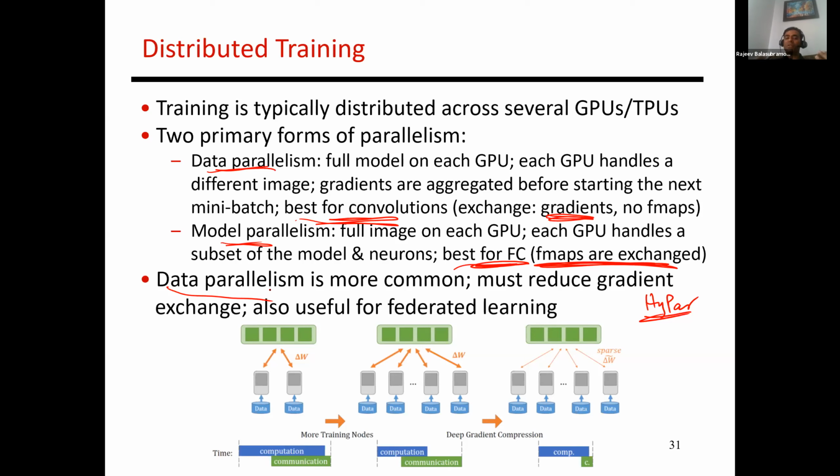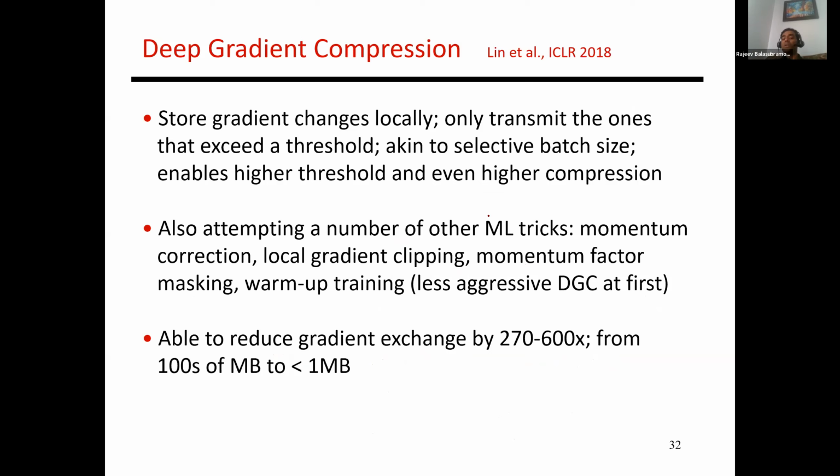Okay, so if you're starting with the baseline that has data parallelism, what you're concerned about is the exchange of these gradients. And so there's been some work that shows how the gradients can also be compressed.